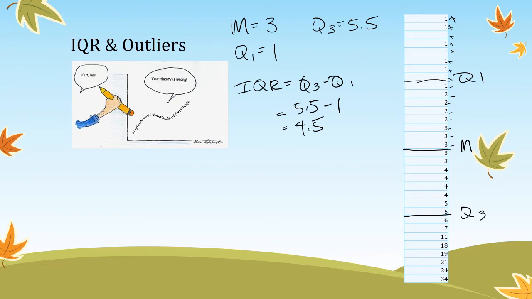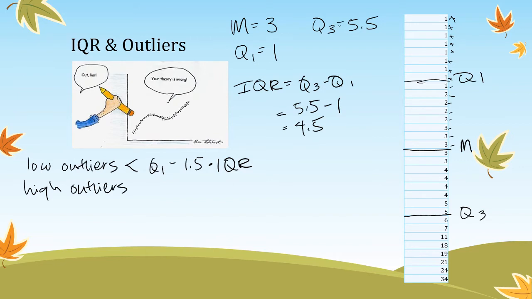So what does that have to do with outliers? Well, we have these rules. Low outliers, if there are low outliers, they will always be less than your quartile 1 minus 1.5 times your IQR. And your high outliers will always be greater than quartile 3 plus 1.5 times IQR.